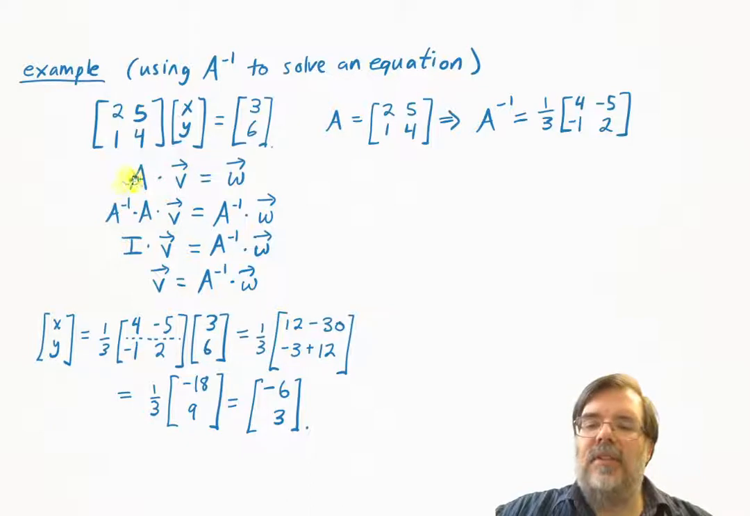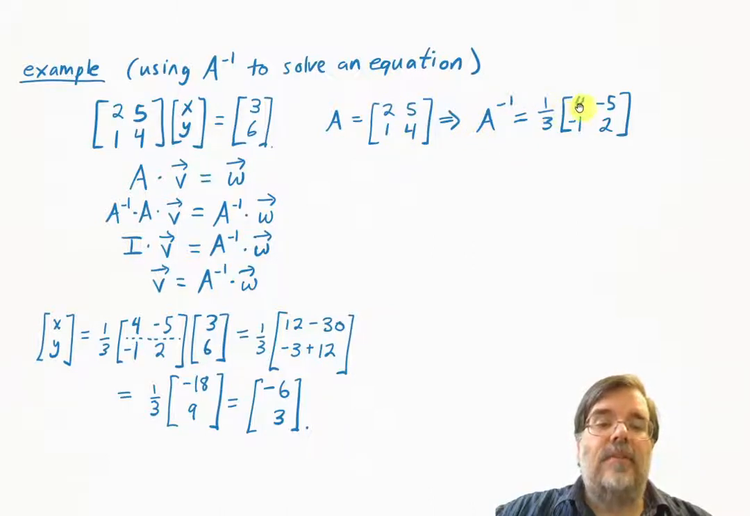Basically, if you have matrix A times vector V equals vector W, then vector V is equal to A inverse times W. Right? We know what W is. We just need to calculate the inverse and then multiply. So if A is the matrix 2, 5, 1, 4, then A inverse is the matrix.